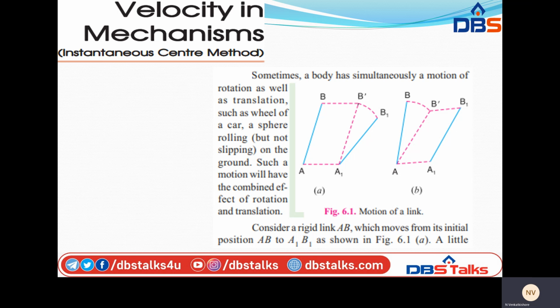So sometimes a body may have simultaneously a motion of rotation as well as translation. Such as a wheel of a car, just like a sphere rolling but not slipping on the road. Such a motion will have the combined effect of rotation and translation. So let us see the diagram here.